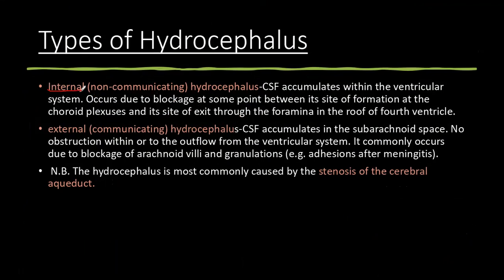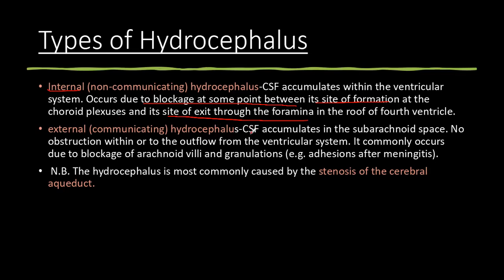It can be either internal or non-communicating, or external or communicating. Now, when it is internal, CSF usually accumulates within the ventricular system, and it occurs due to a blockage at some point between its site of formation, the lateral ventricle, and the site of exit, that is via the foramen of Magendie or the foramina of Luschka. When there is a blockage between those two points, there will be accumulation of CSF within the ventricles.